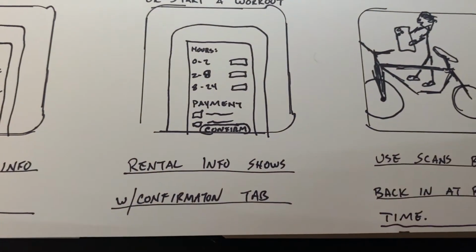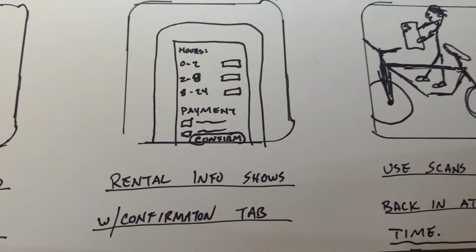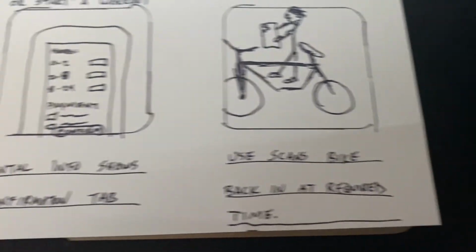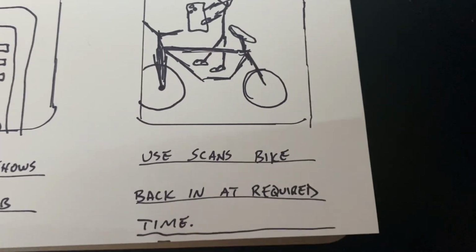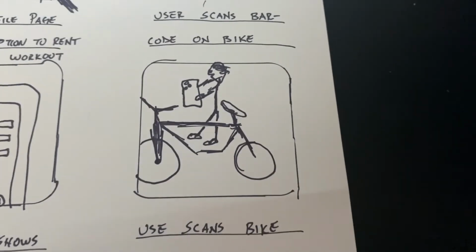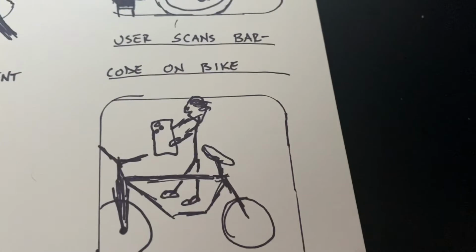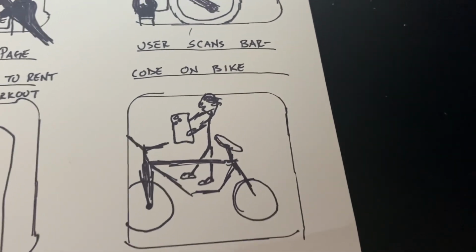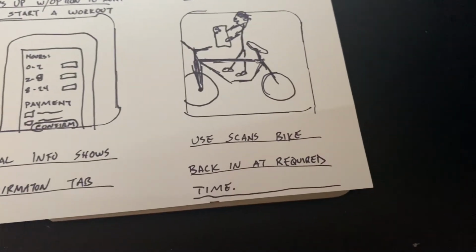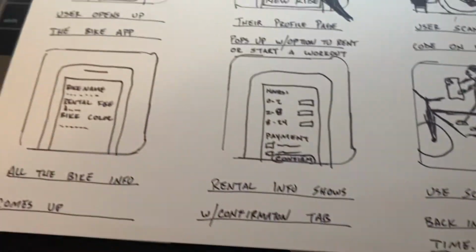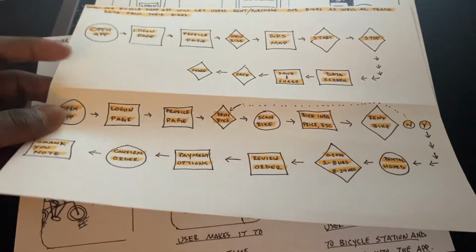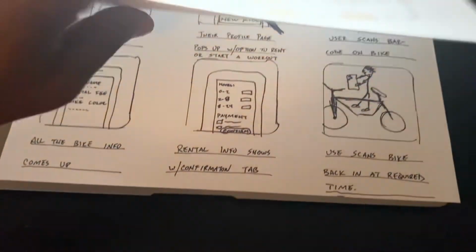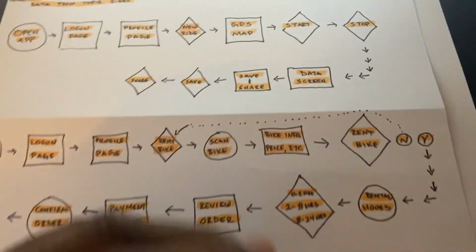Now your rental information shows up with the confirmation tab down there. Once you take care of business, going to class or whatever you have to do on campus, you return the bike in your time frame, scan the bike back into the bike rack, and then you just see a smile on the face like a Pac-Man symbol. And then you go on about your day. So that's the user flow, the storyboard big picture, and the storyboard close up on my journey.